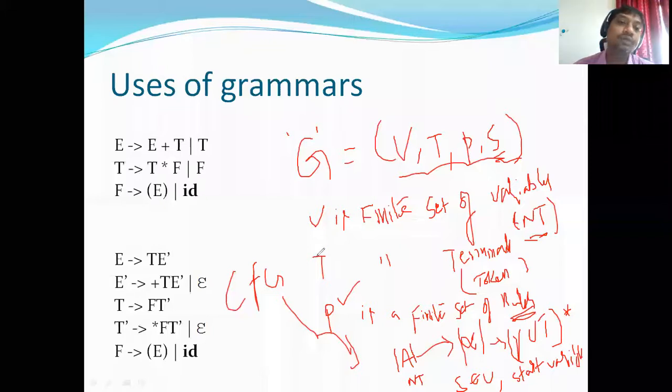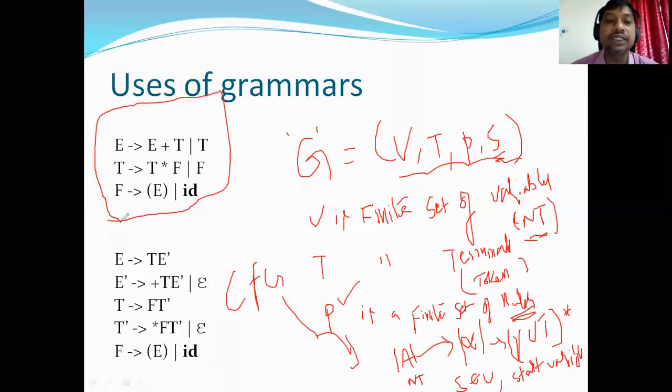Here is an example of a context-free grammar. Here you can see we have a set of rules. E derives E plus T is the first rule. E derives T is the second rule. T derives T star F, third rule. T derives F, fourth rule. F derives grouping of E, fifth rule. And F derives ID, sixth rule. So there are 6 rules in this particular grammar.